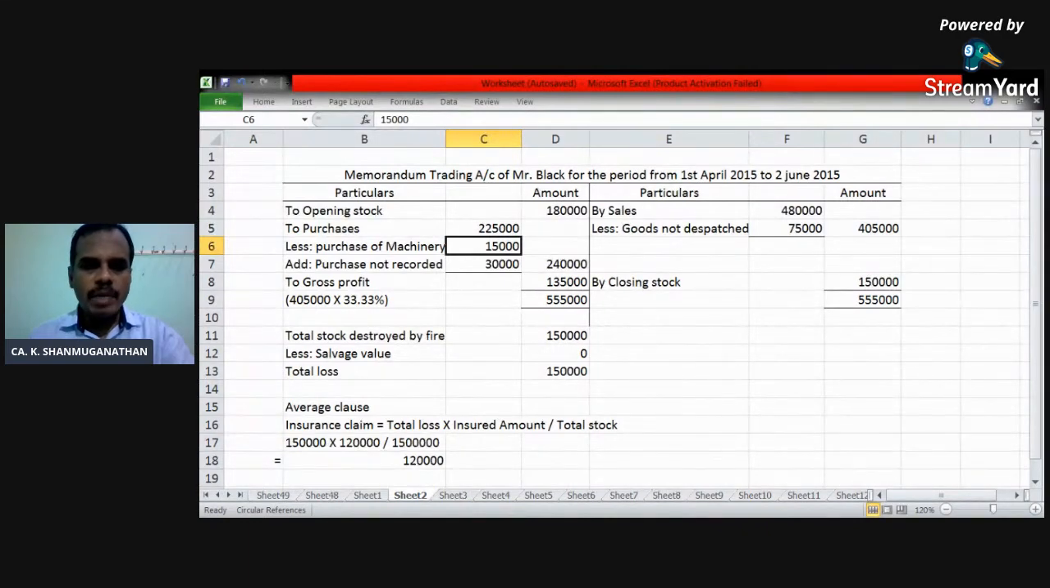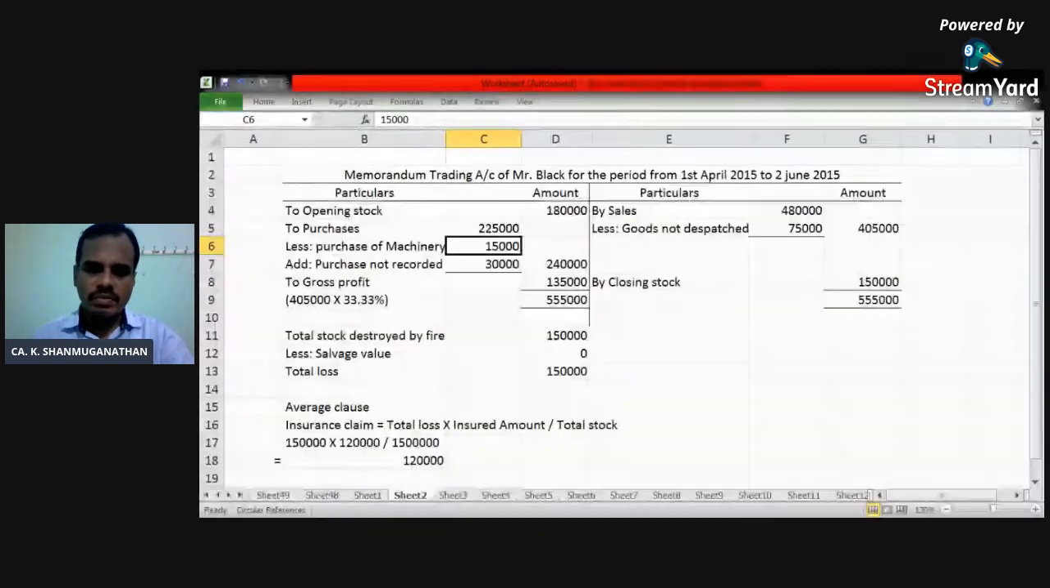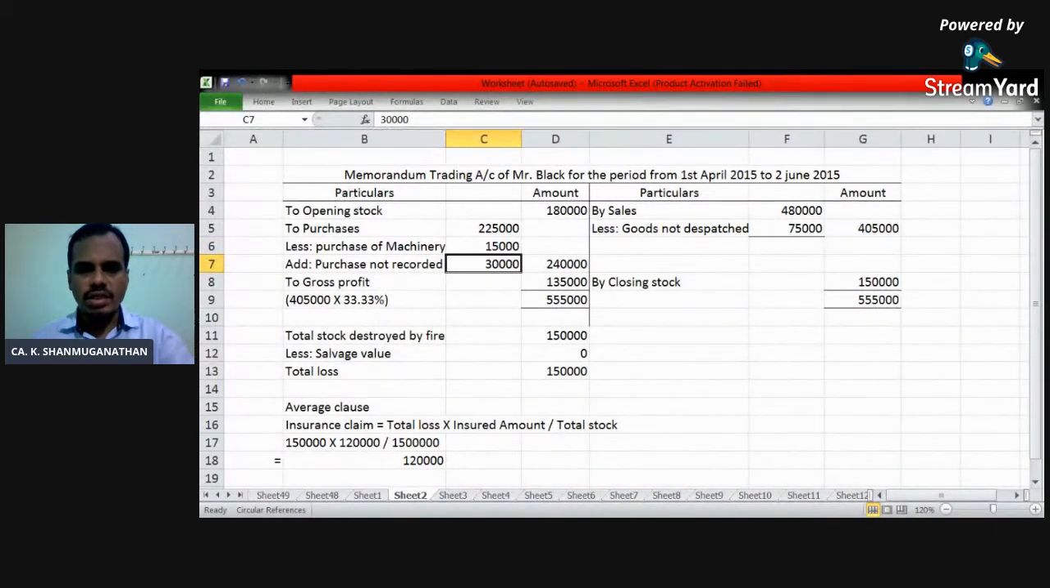Then add purchases not recorded. There is a purchase not recorded. Look at the third detail, the third paragraph: purchases up to 2/6/2015. The importance of 2/6, 2nd June, is that it is the date of loss. It does not include goods worth 30,000 received from the supplier. So we add purchases not recorded, 30,000. Reduce 15,000, add 30,000, and you get 2 lakh 40,000.